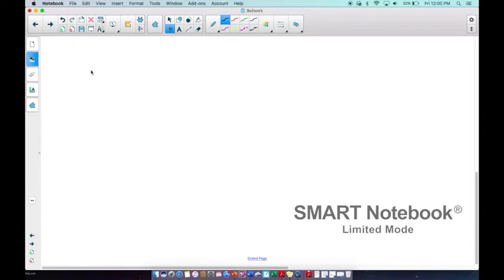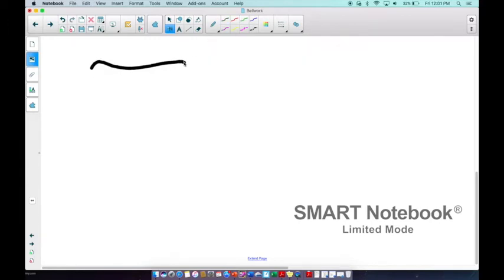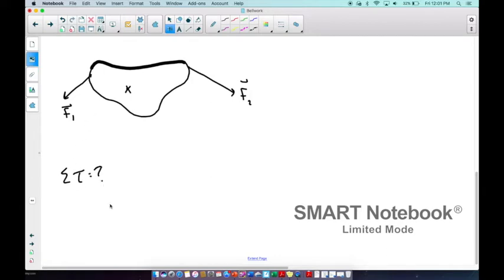So let's say that I have some blobject. It's a thick blobject. Let's say that I have some blobject like this, and here is the axis of rotation. And let's say that I have two forces that are being applied. Force 2 over here, force 1 right here. And I want to know, what is the net torque? What is the overall torque on this object?